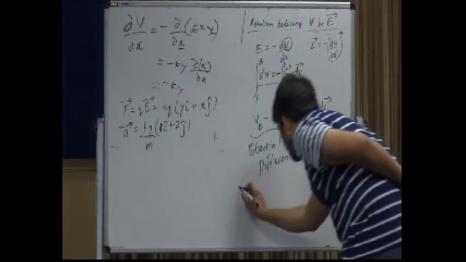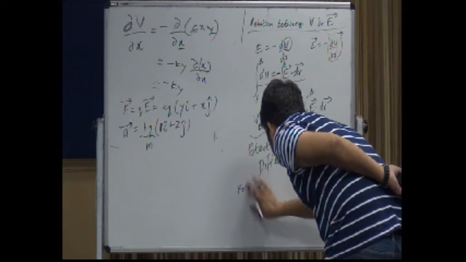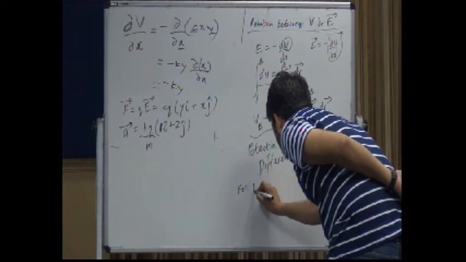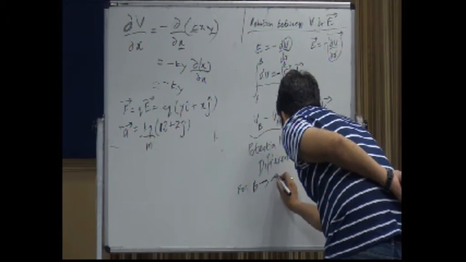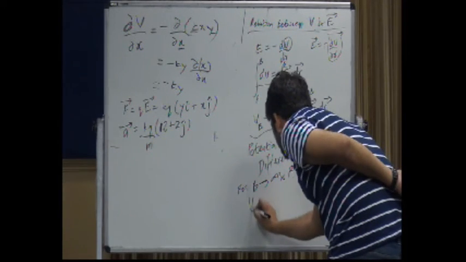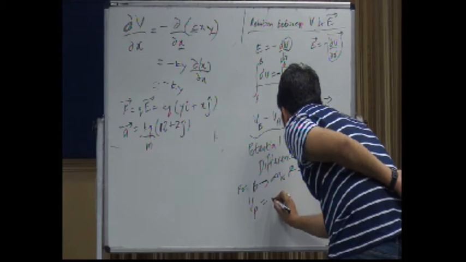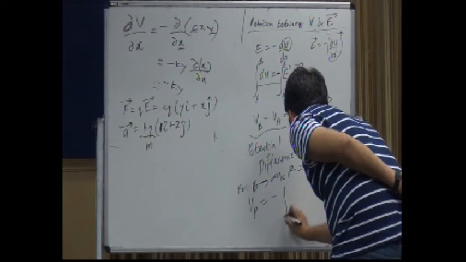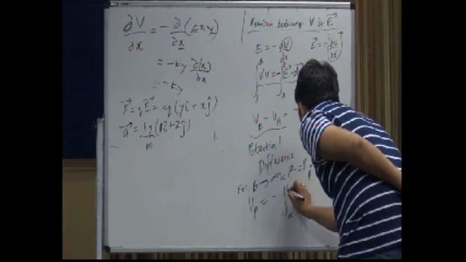So for B tending to infinity and A equal to P, Vp is equal to minus integral infinity to P.